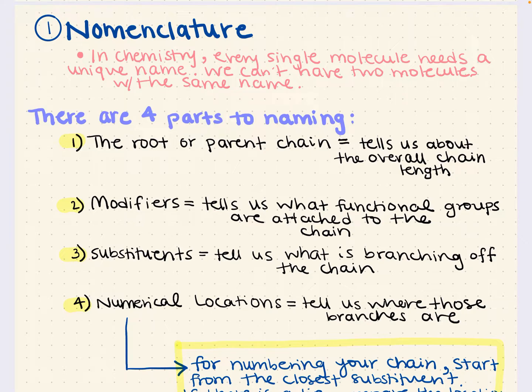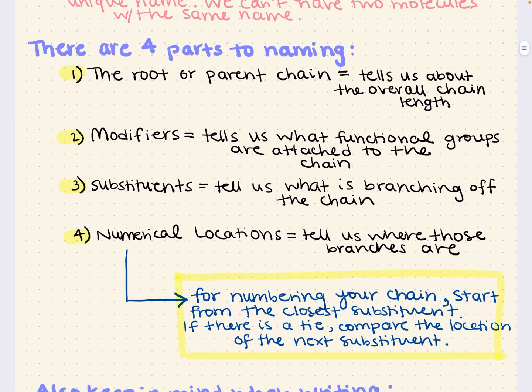All right, the second part of naming is modifiers. This is going to tell us what functional groups are attached to the chain. We're technically going to worry about this later, in later chapters, since this chapter is pretty much just nomenclature of alkanes. All right, the third part that goes into naming molecules are the substituents. This is what is branching off of your main chain. And we're going to add the suffix -yl to the substituent names that are part of the parent chain.